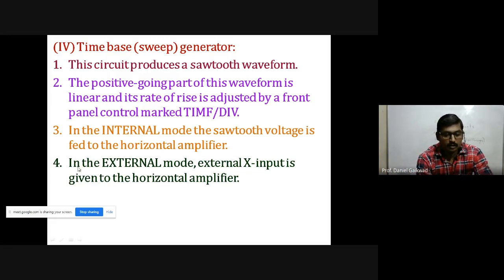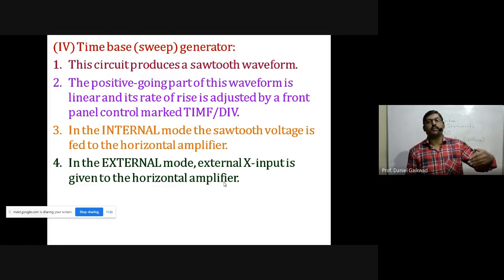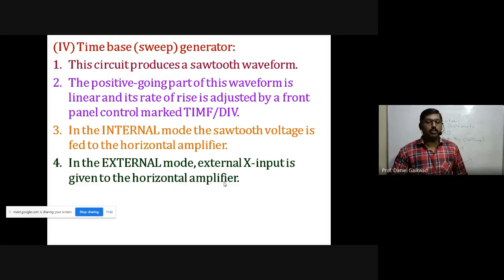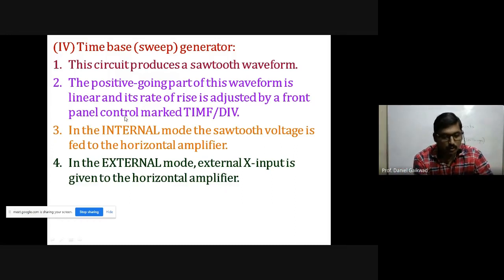Now number four, in the external mode, the external X input is given to the horizontal amplifier. If we have another input signal as the X input signal, with one Y given to the vertical, and the second input signal is, suppose, X, then it acts as the external mode. In that mode also, the X input sweeps the beam in the horizontal direction. So there are two parts, internal and external, to sweep the beam in the horizontal direction. This is the time-base generator's role.